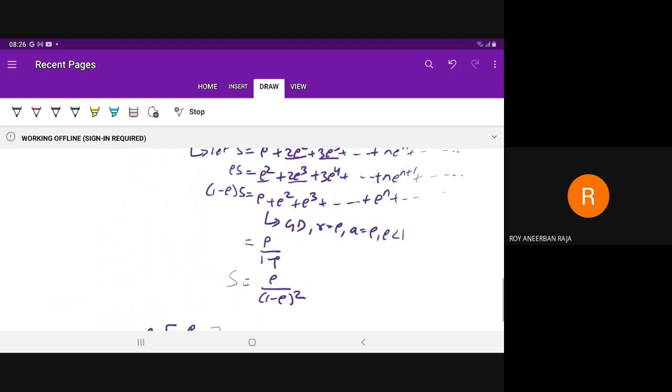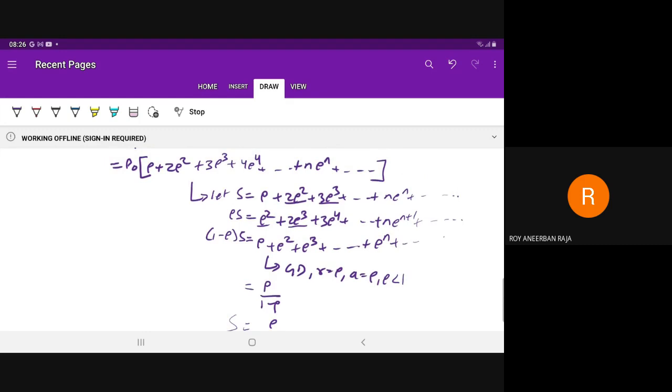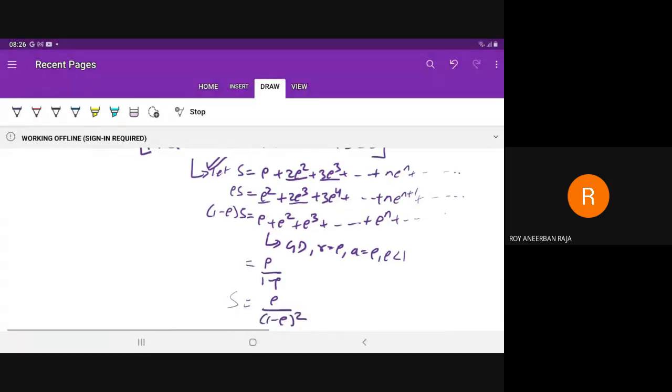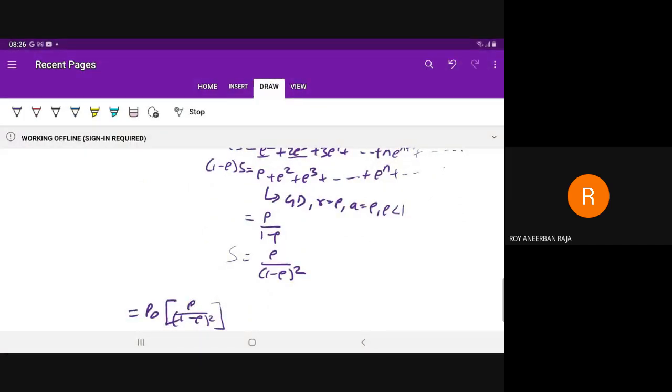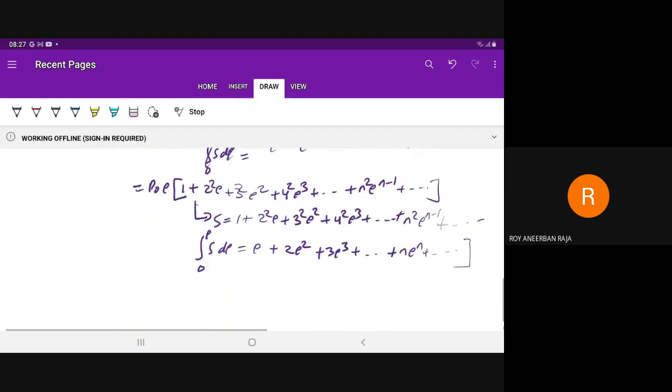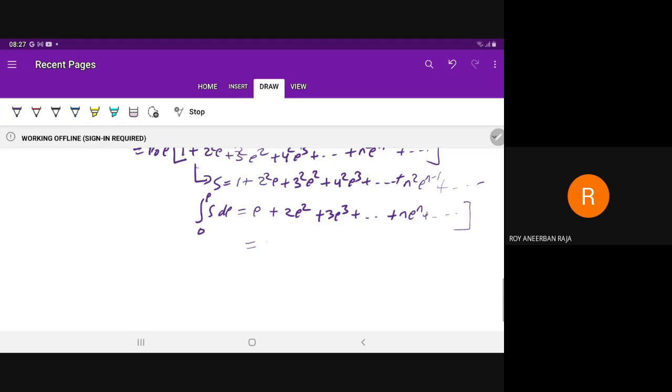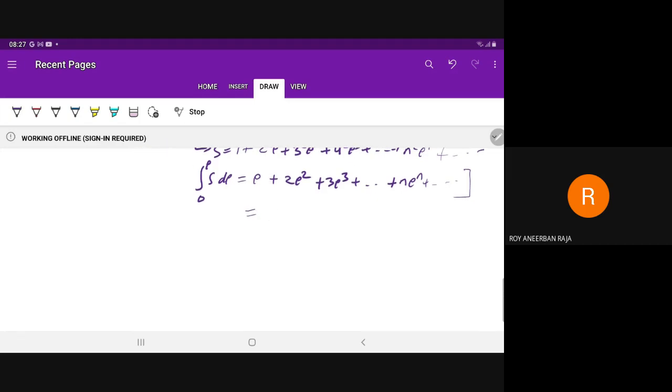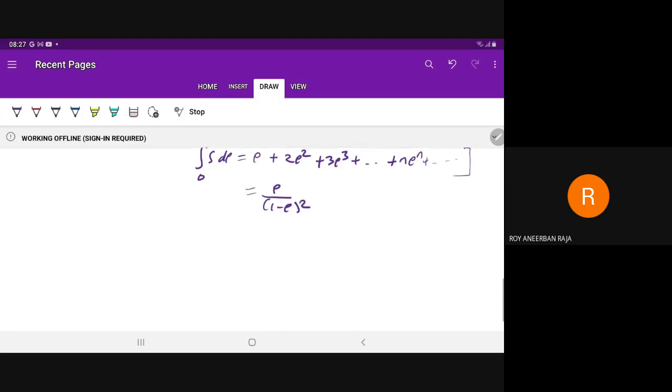This right hand side is what? S is equal to ρ² + 3ρ³ + ... + nρⁿ, and its sum we have seen is equal to ρ upon 1 minus ρ. So from the above we can write it as ρ upon (1 minus ρ) whole square. From above we can write it like this.